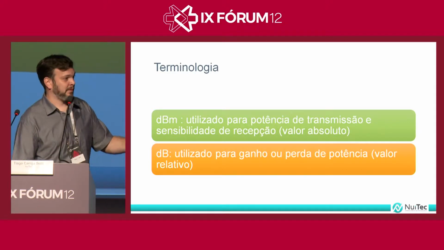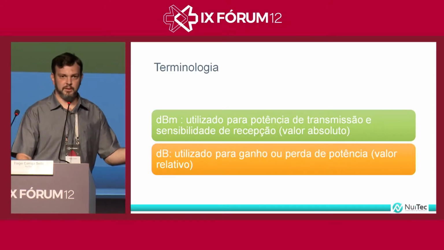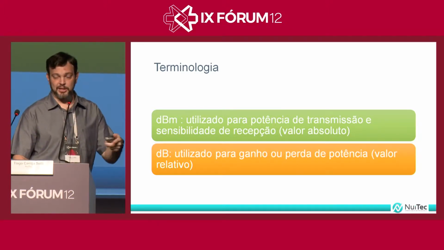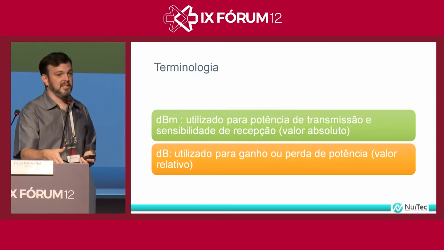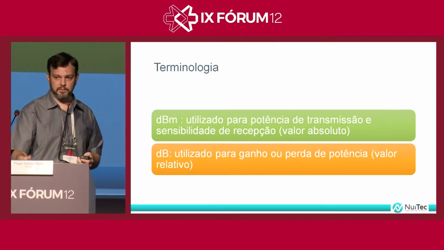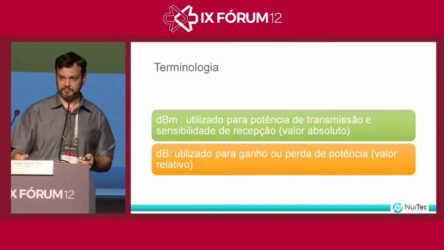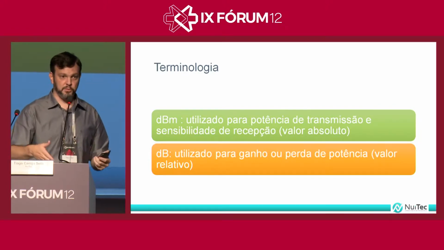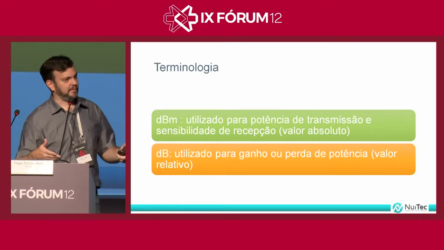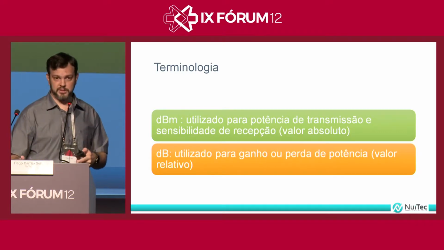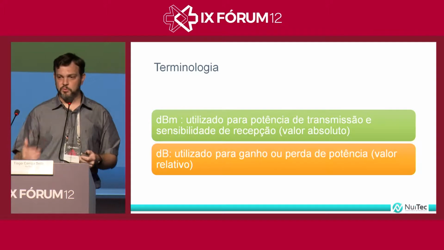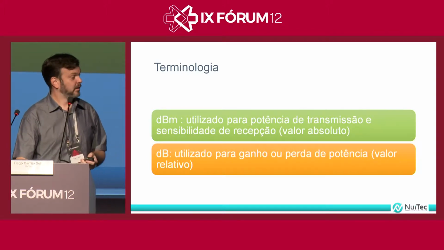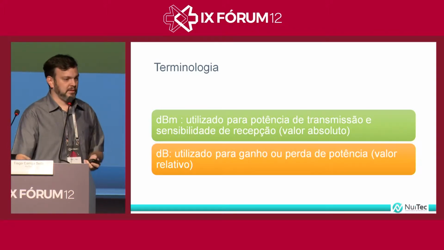You lose 3 dB. The amplifier has a gain of 20 dB, but what is the exact measurement? That is not relative. How much does this transponder transmit? The value is absolute, and it's in dBm. When you're talking about gain or losing dB, when you're talking about transmission, measurement, power transmission is dBm. So we generally confuse this concept, but this is the correct terminology.